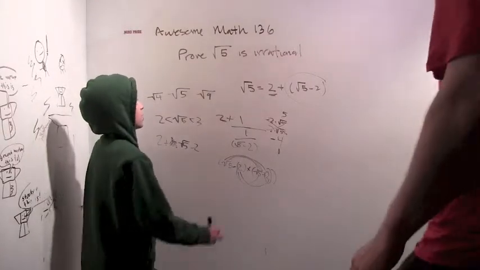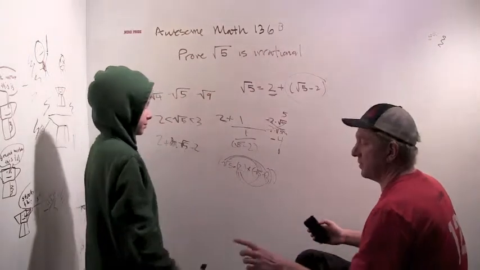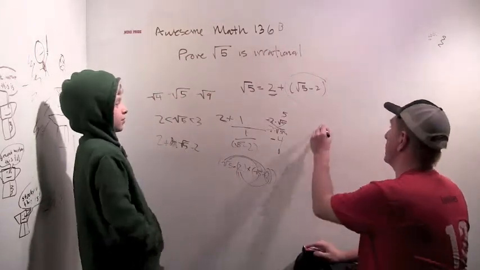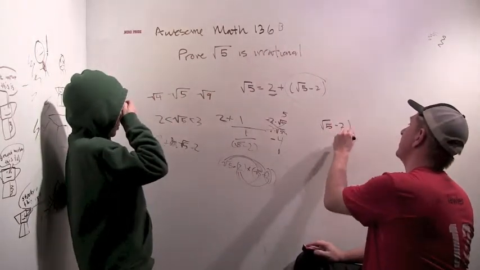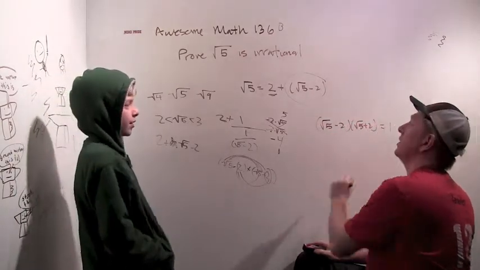Okay. So, we found that the square root of 5 minus 2 times the square root of 5 plus 2 is 1.